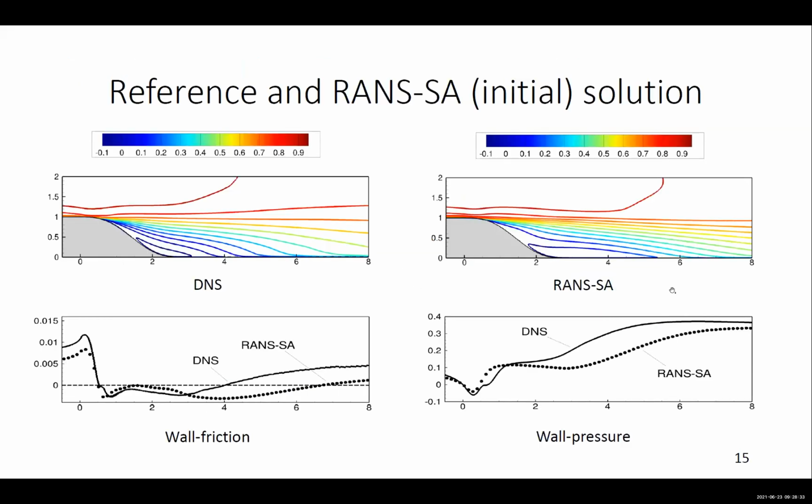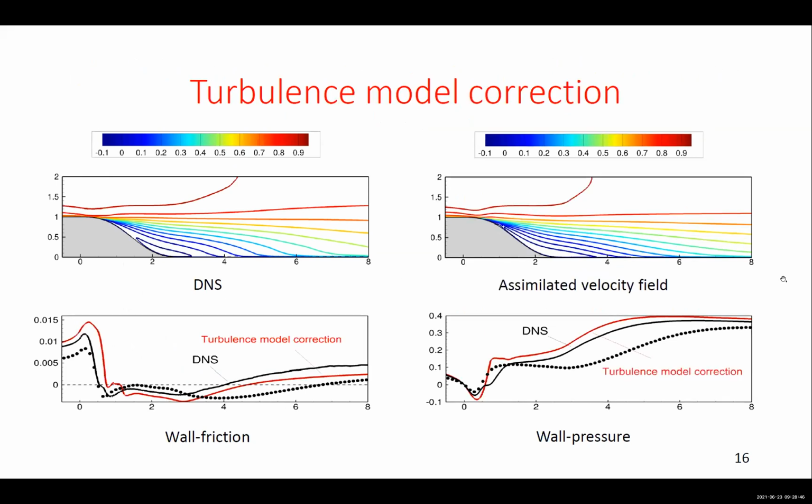Taking a look more closely now at the fields. Here I just reproduce the DNS and the RANS fields for comparison yet again, so there's nothing new in here. Then if we do the turbulence model correction, we see that the velocity field is much closer to the reference velocity field coming from the DNS now. However, there are still some errors. For example, for the wall pressure, we are much closer to the DNS, but there's a gap there. And the same goes for the skin friction.